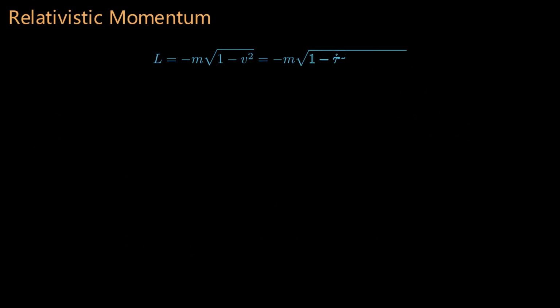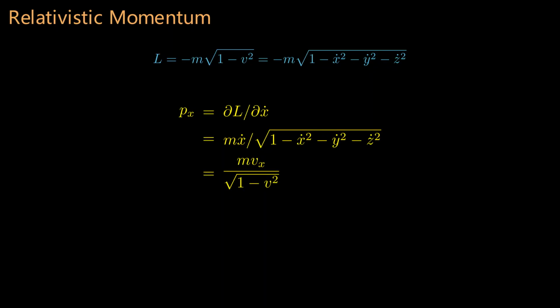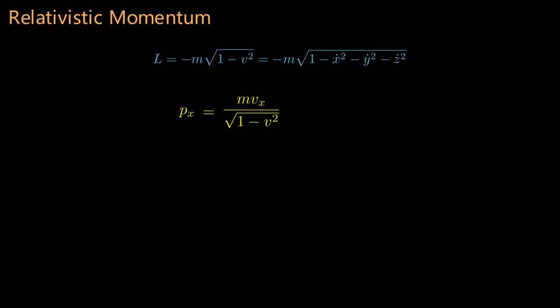List the Lagrangian for a free particle in relativity. Momentum is the partial derivative of the Lagrangian with respect to the generalized velocity. From this, we can calculate the momentum in the x direction. Note that in this definition of momentum, the speed of light is defined as 1, and v is the ratio relative to the speed of light, a dimensionless quantity. Therefore, the unit of momentum in this formula is the same as mass.